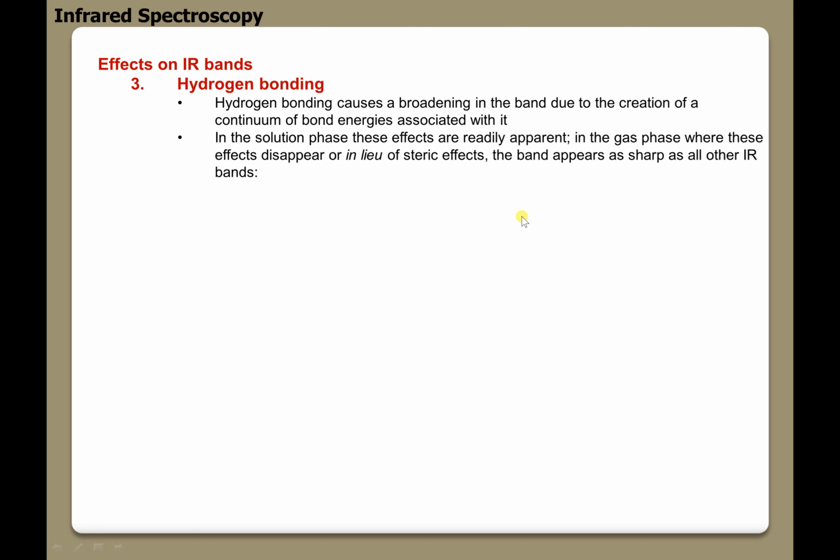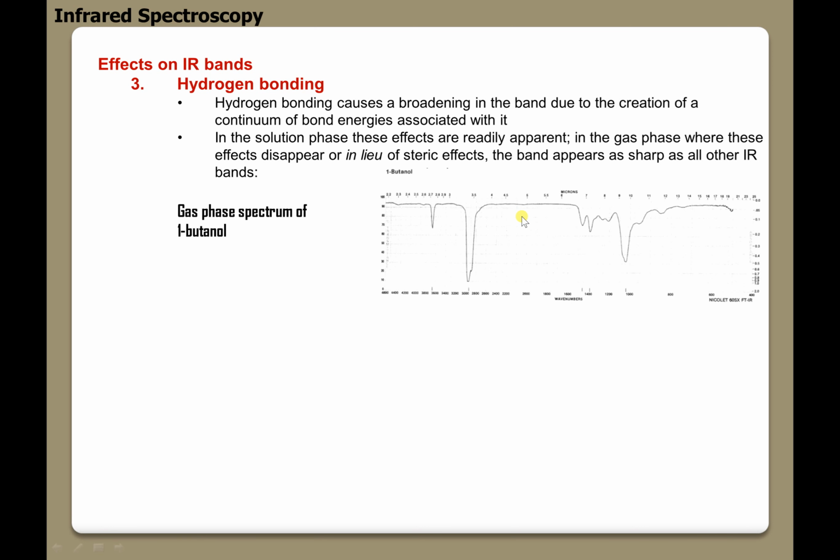Hydrogen bonding causes broadening in the band due to creation of a continuum of band energy associated with it. In solution phase, these effects are very much apparent. In gas phase, they disappear, and steric effects also disappear. Bands become sharper. Now this is 1-butanol, the OH is quite sharp.